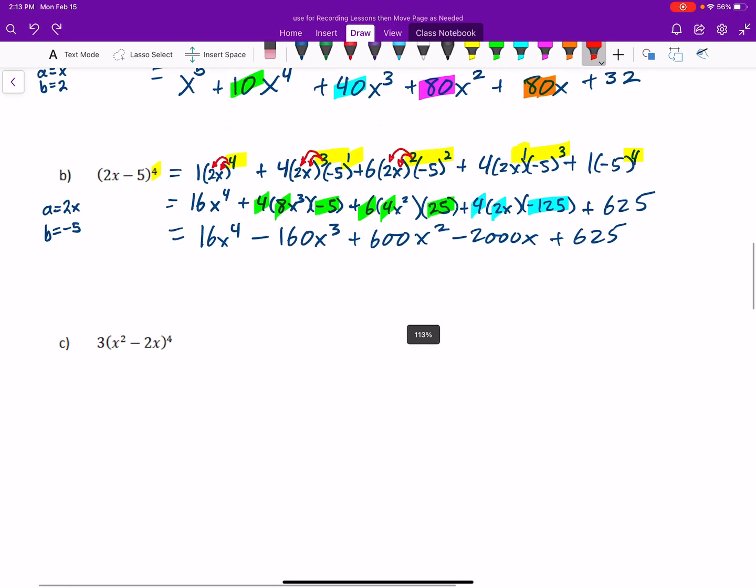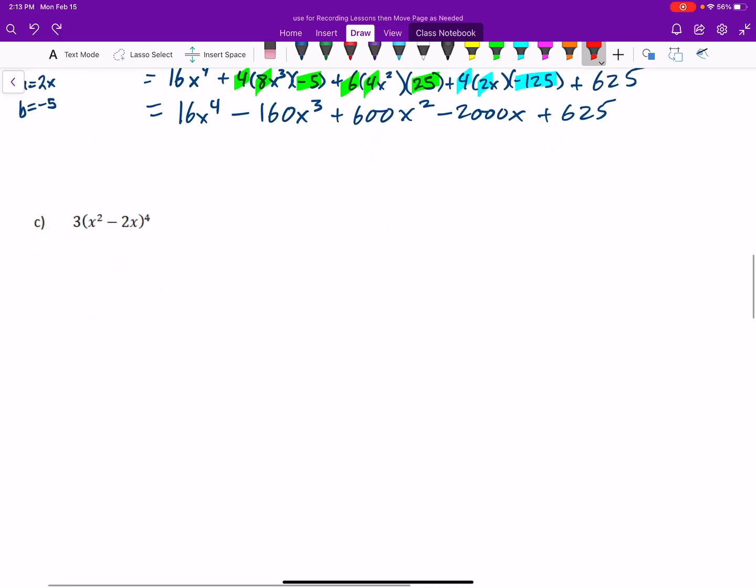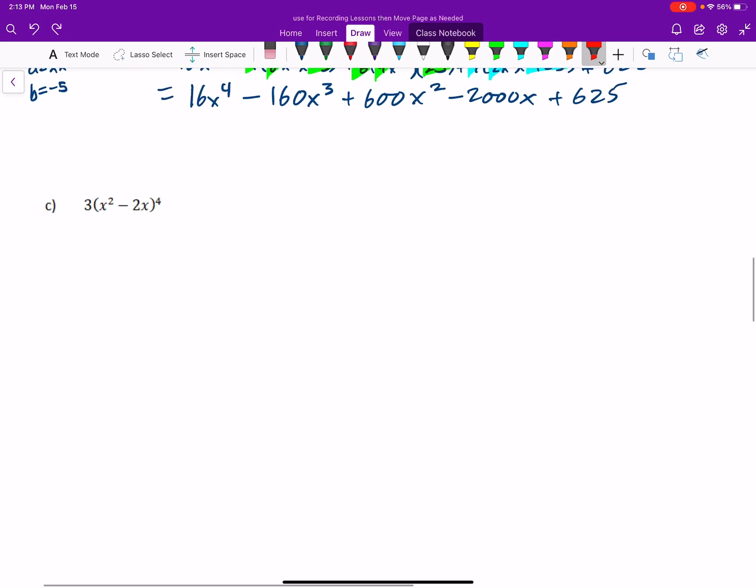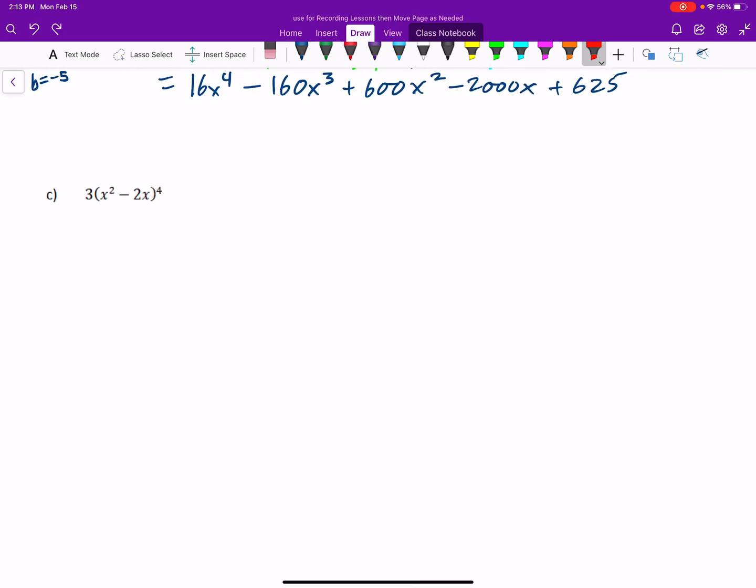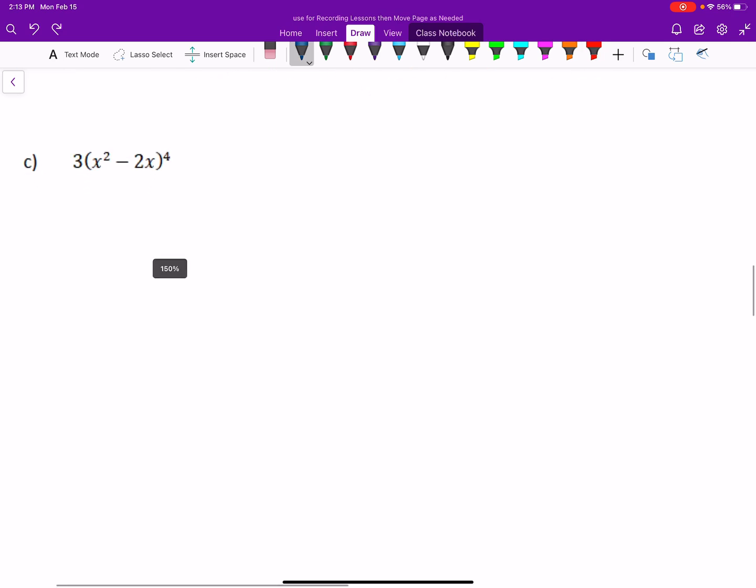Okay, one more example. This one's got a 3 out front. It's got an x squared. It's got all kinds of stuff going on. The 3 is just, again, we have to follow order of operations. So the 3 is going to come later. For now, all we have to worry about is that a value is like x squared, and b is negative 2x. And my exponent is 4, of course.